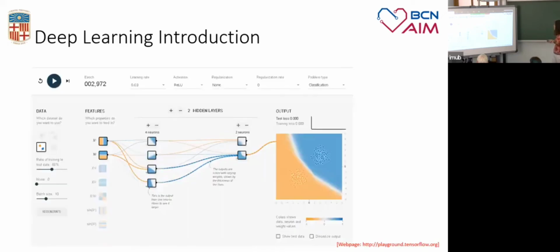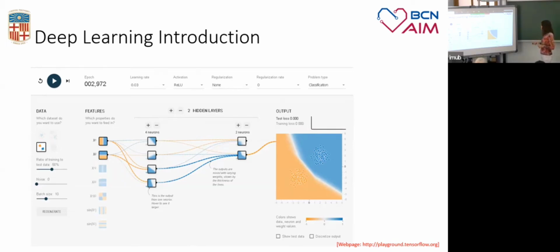So having this figure, we go to a first introduction to deep learning. Because this presentation is for everybody, I also want to introduce this concept for the people that want to know more about deep learning. It's very interesting that you can go to this web page and play with the parameters and see how deep learning works. So, here are the introductory slides of deep learning.